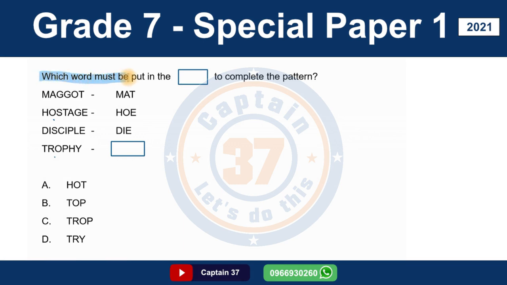Which word must be put in this box to complete the pattern? So we have words. There is maggot, hostage, disciple, and trophy. For maggot, the corresponding word is mat. For hostage, the corresponding word is hole. For disciple, the corresponding word is die. How about for trophy? What is the corresponding word?